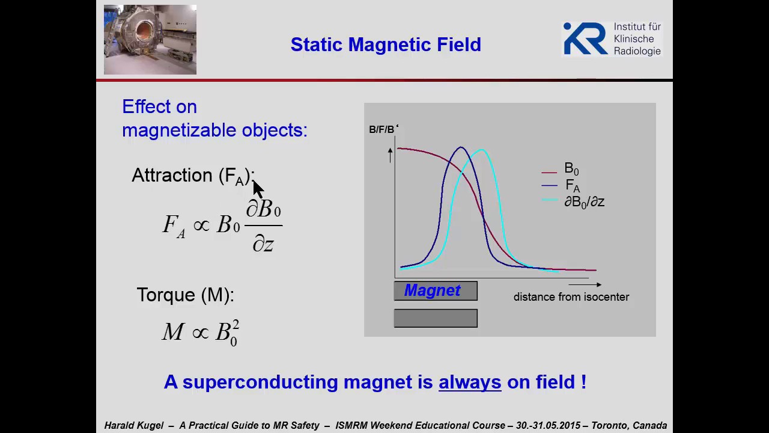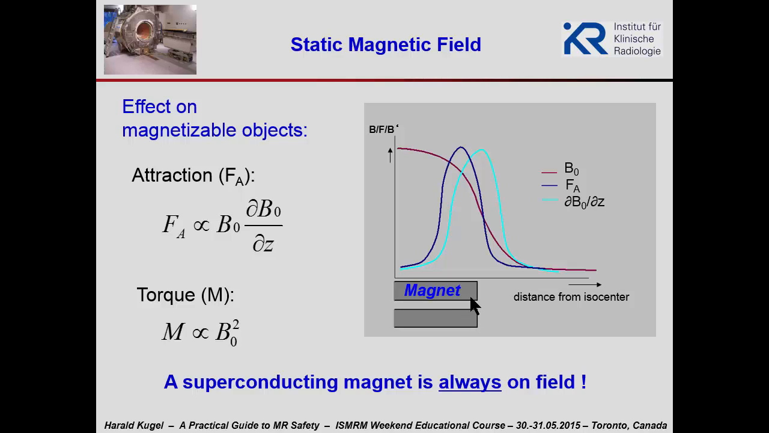The force of attraction, FA, is of course proportional to the magnetic field: stronger magnetic fields, stronger attraction. But not only. Actually, it's proportional to the product of the strong magnetic field and the change of the magnetic field with distance to the isocenter, dB0 over dz, the spatial gradient of the static magnetic field. Do not mix it up with the switched gradient, which I will talk about later. So this is half of a scanner.